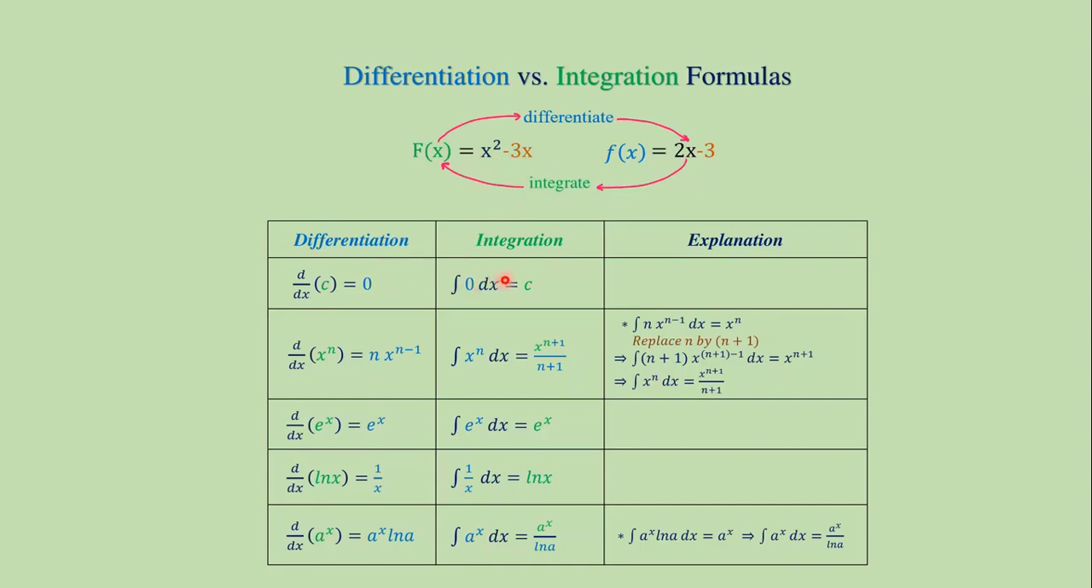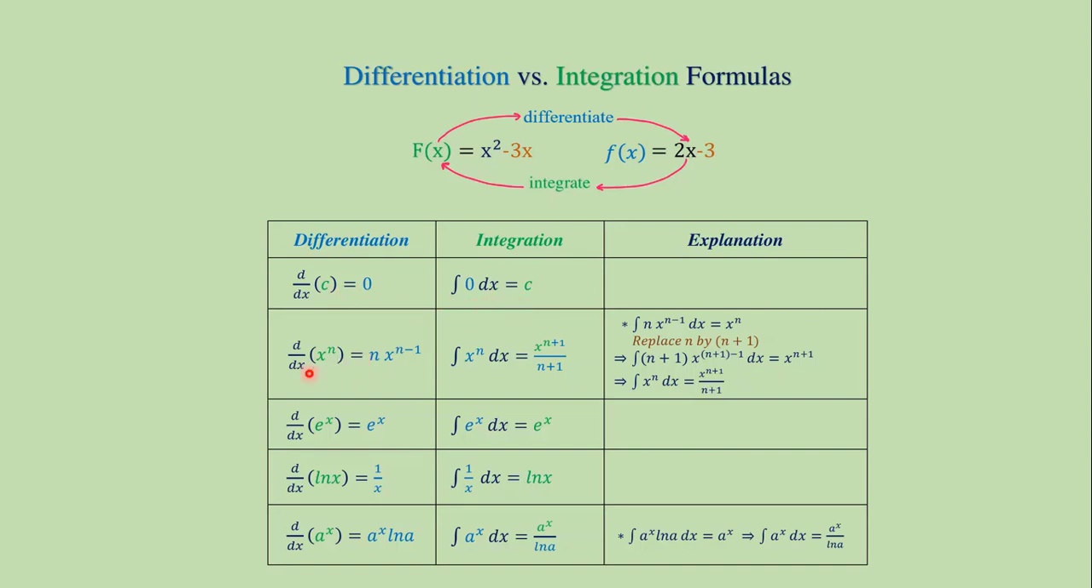In this video, we will learn how to derive the integration formulas from the differentiation formulas. The first rule is if we take the derivative of any constant c, then we get 0. Therefore, if we integrate 0, we should get back c. So, integration of 0 dx equals c.